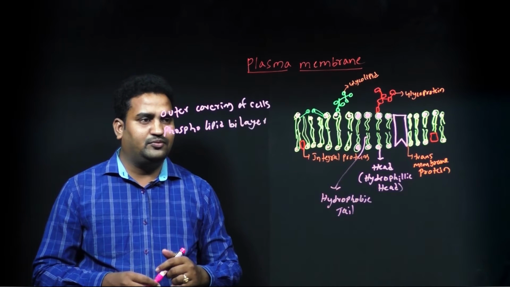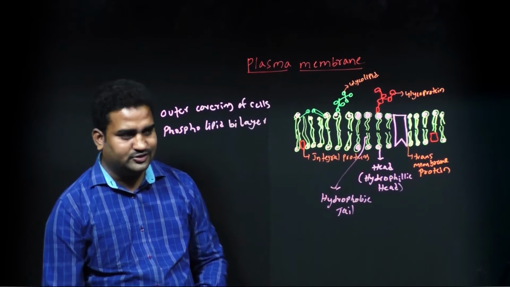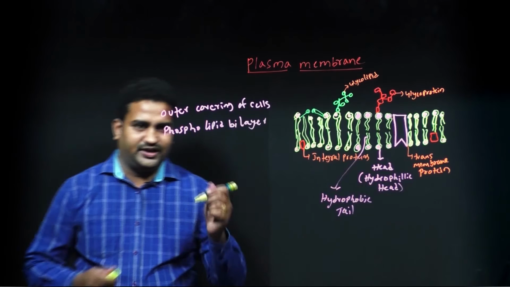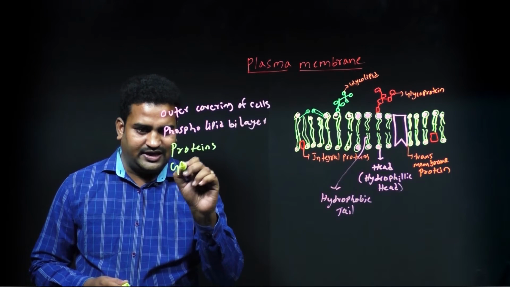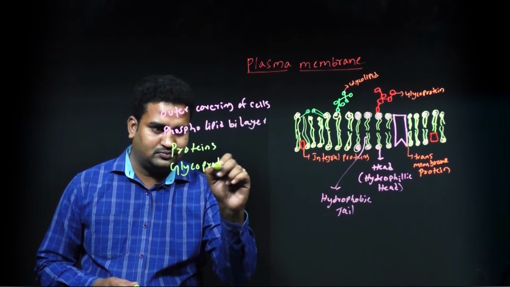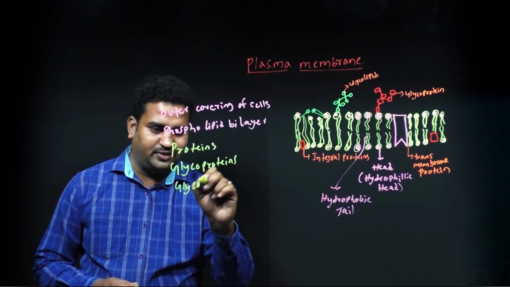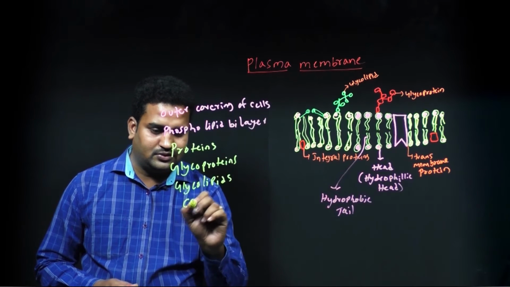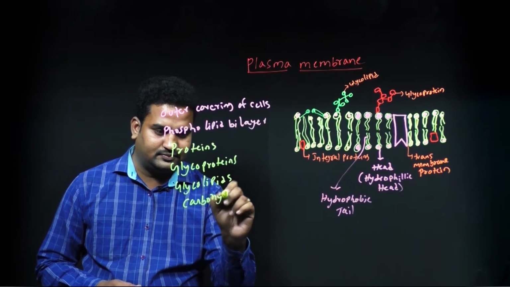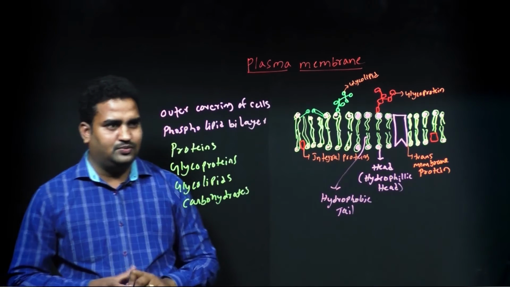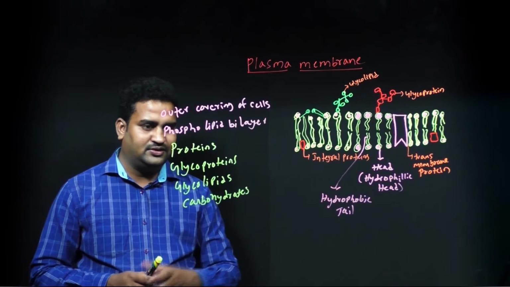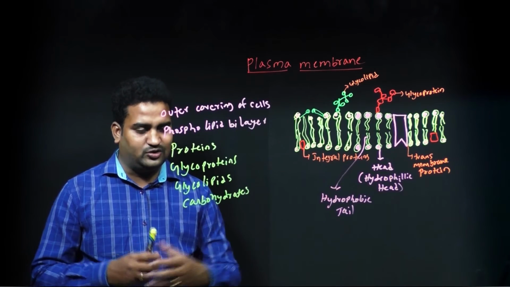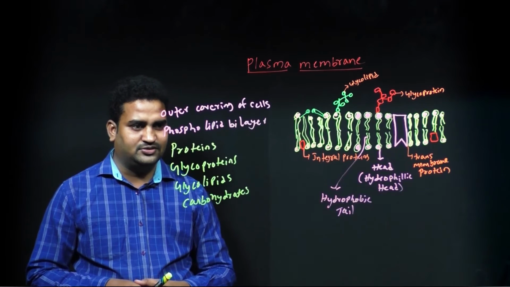Apart from phospholipids, it also contains proteins, glycoproteins, glycolipids, carbohydrates. So it consists of phospholipids, proteins, glycoproteins, glycolipids, carbohydrates.